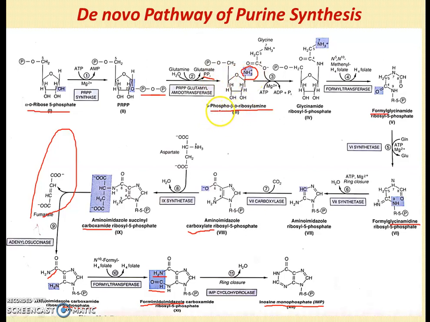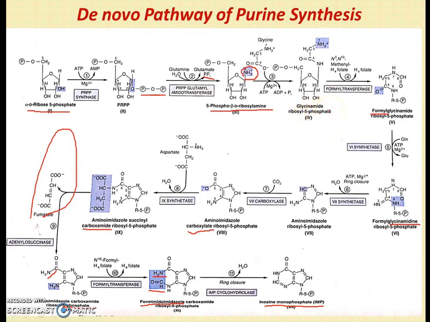Later on, this 5-phospho-beta-ribosylamine is converted into glycinamide ribosyl 5-phosphate. Here, the glycine molecule, NH2CH2COO-, is added. Glycine donates three atoms, as we have seen. These three atoms are added to the nitrogen amino group on the ribose 5-phosphate. Thereby, it forms glycinamide ribosyl 5-phosphate. Very simple.